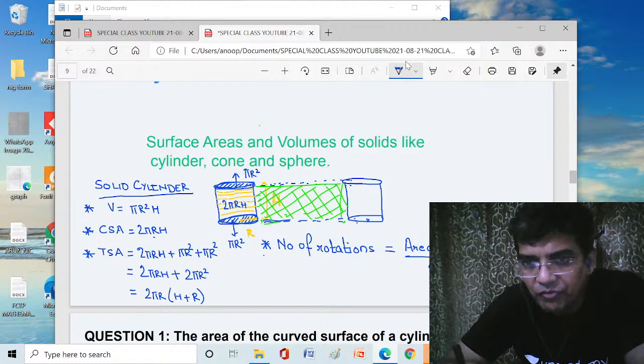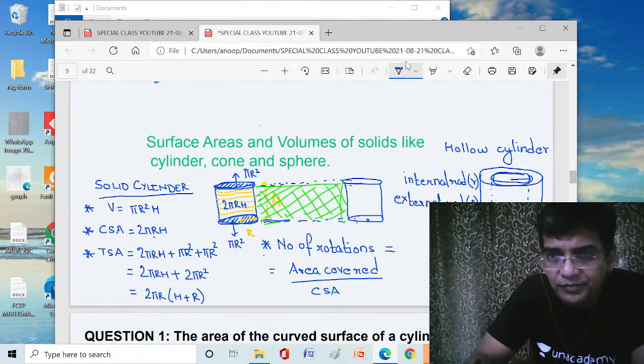Then it has external radius like this one. This one will be the external radius. It has internal radius. It has external radius, represented by capital R. Now this will be the height of the cylinder. Let it be represented by h. So we have three dimensions: internal radius, external radius, and height of the hollow cylinder.